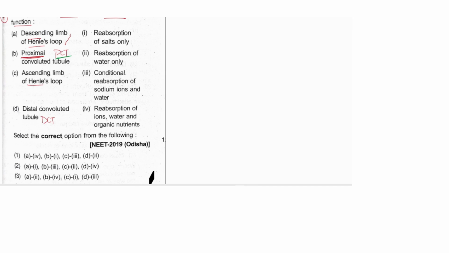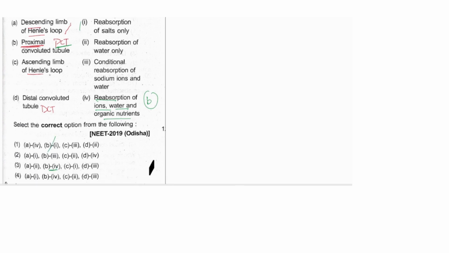PCT is the absorption of ions, water and organic nutrients. So it is B, B with 4, as in the fourth option. Now A is the descending loop of Henle. Descending loop of Henle means it was releasing water; the limb was permeable to water but salt was not going out from the descending limb. So we can say the absorption of water is not by the descending limb itself, but actually the reabsorption of the water is by the vasa recta.